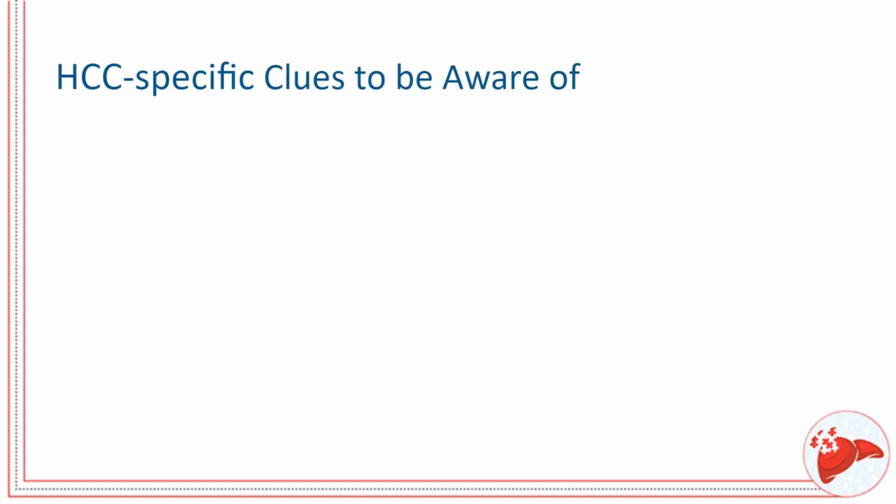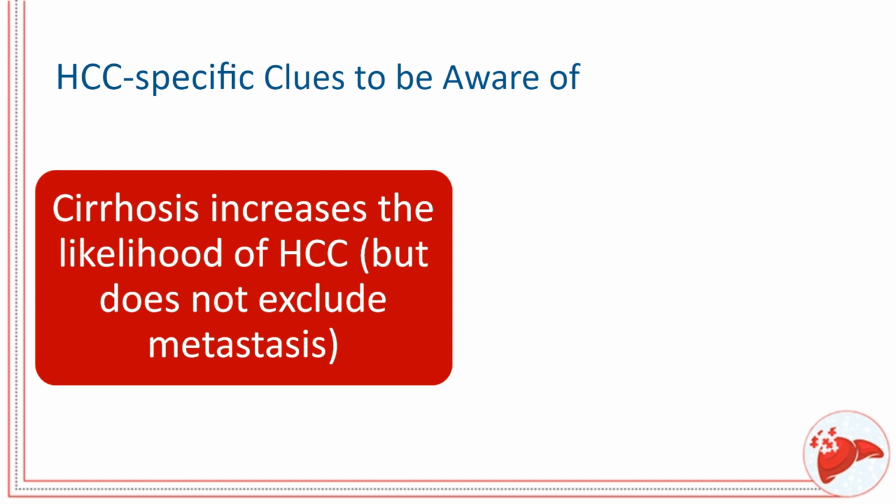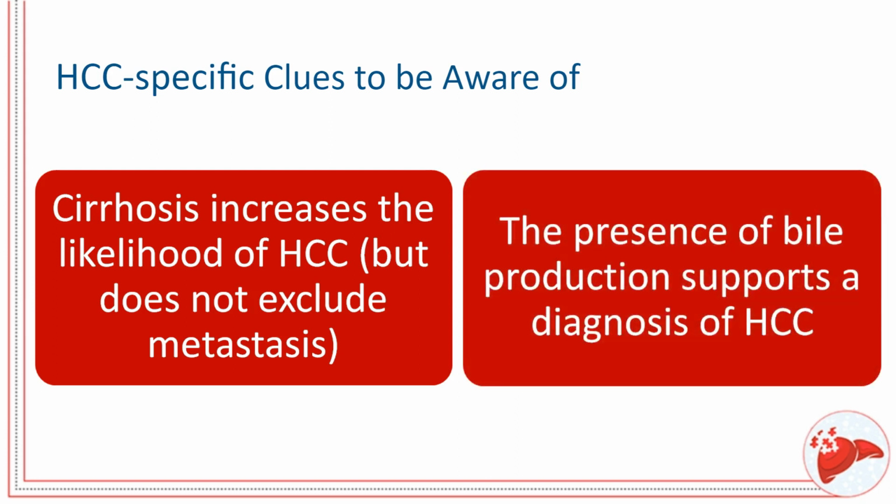So in terms of HCC specific clues that I think are important to be cognizant of, the first is that cirrhosis increases the likelihood of HCC, but it doesn't exclude metastasis. And if you see bile production, that's evidence in favor of a hepatocellular carcinoma because no other cells in the body make bile other than hepatocytes.